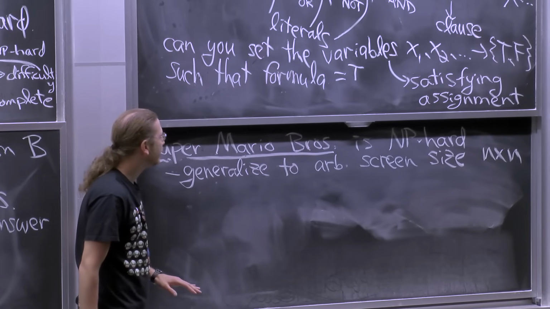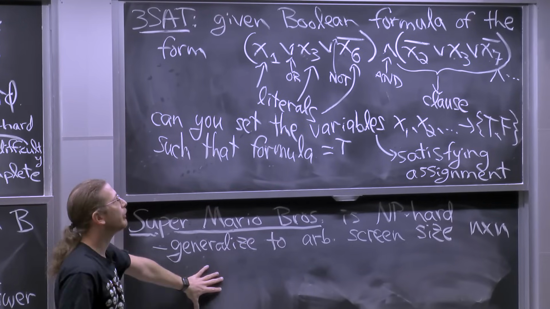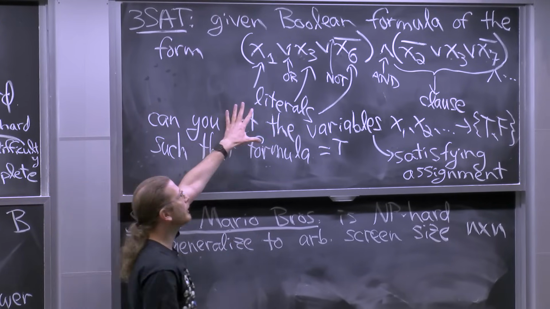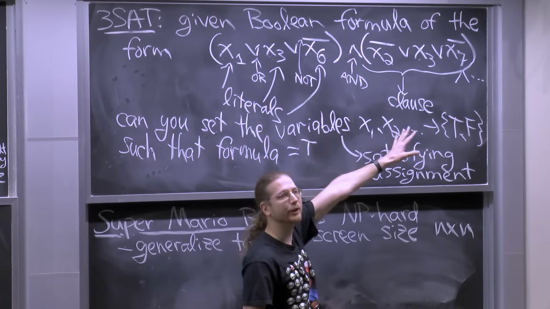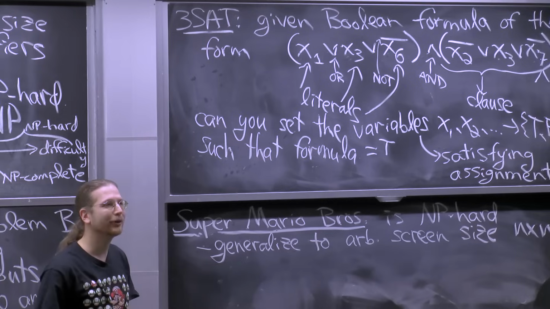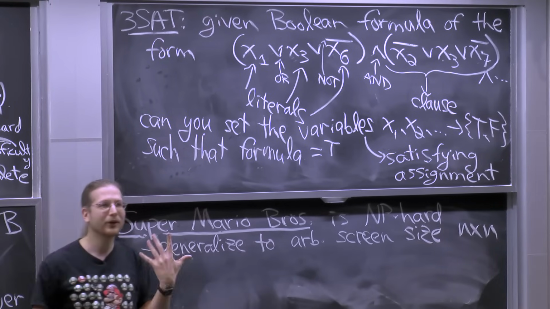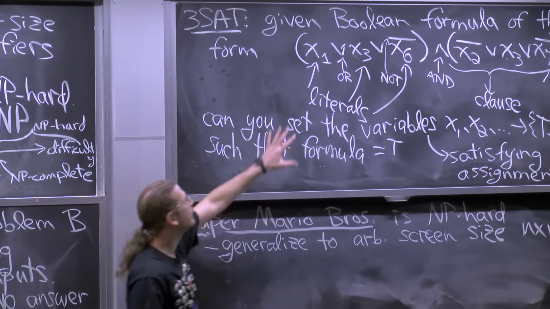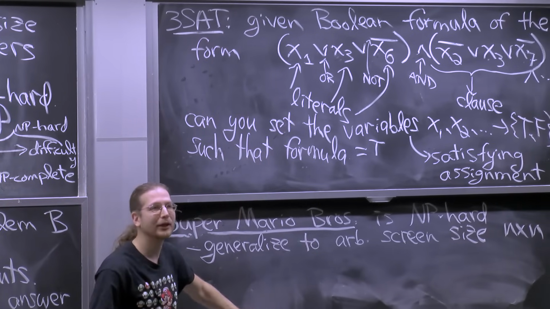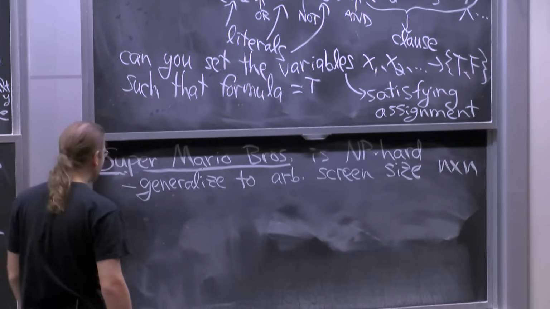OK. So how are we going to do this? We're going to reduce from 3-SAT to Super Mario Brothers. So that means I'm given, I don't get to choose, I'm given one of these formulas, and I have to convert it into an equivalent Super Mario Brothers instance. So I have to convert it into a level, a hypothetical level of Super Mario Brothers. Given a formula, I have to build a level that implements that formula. OK? So here's what it's going to look like.